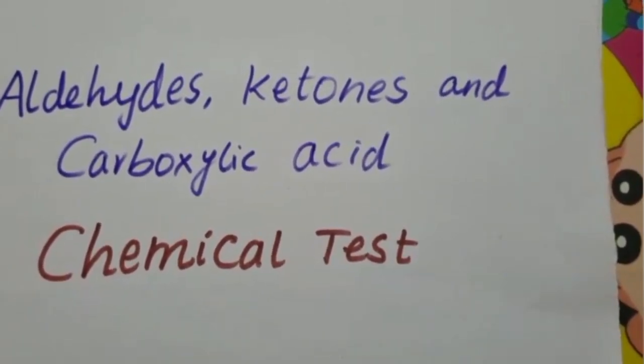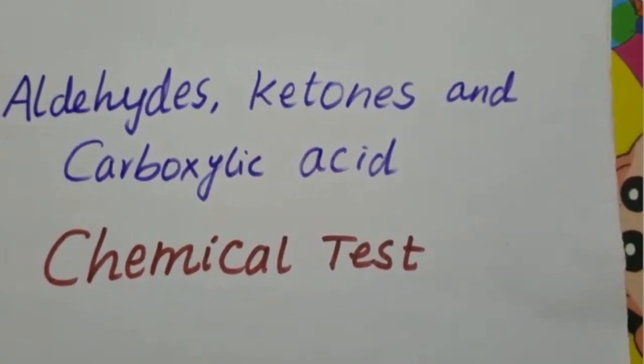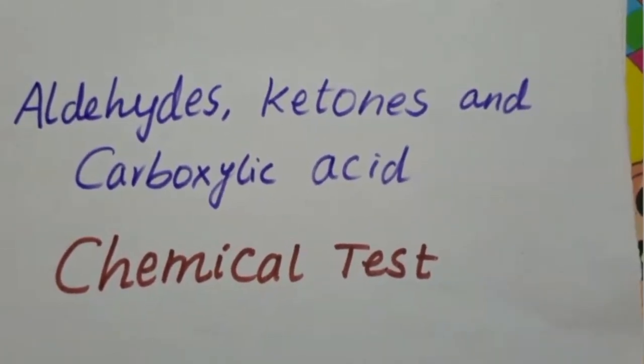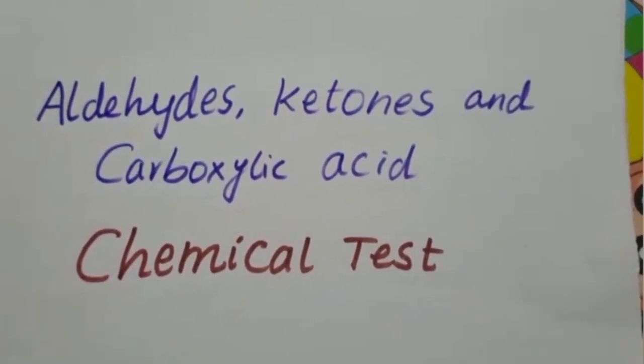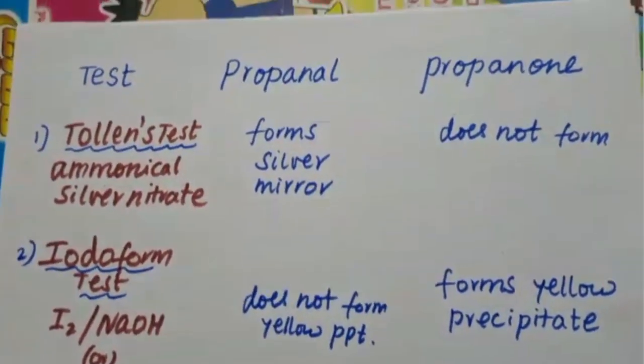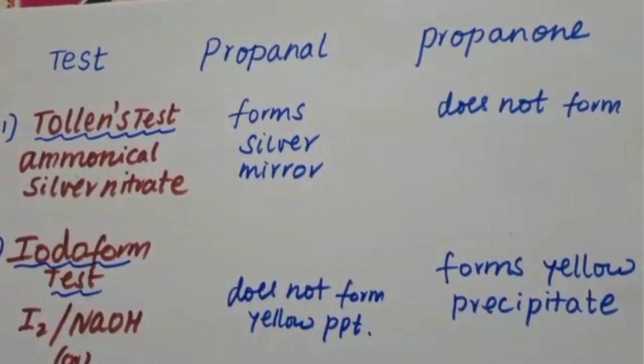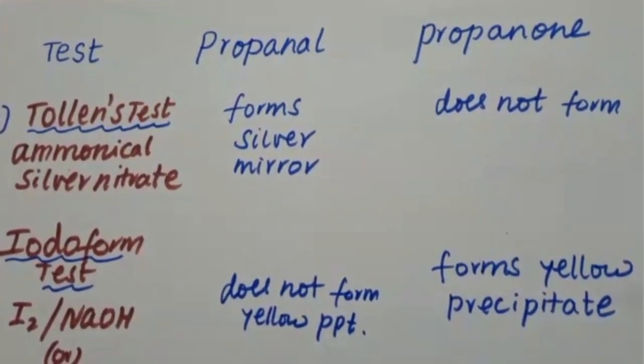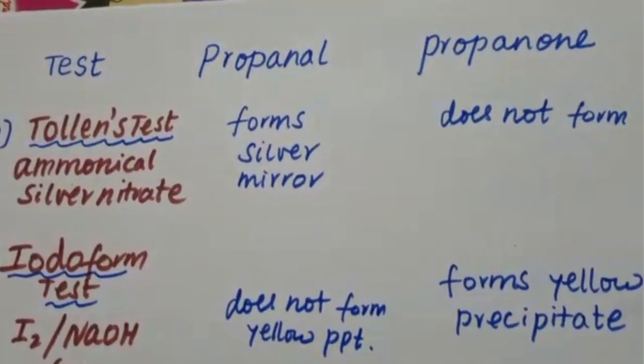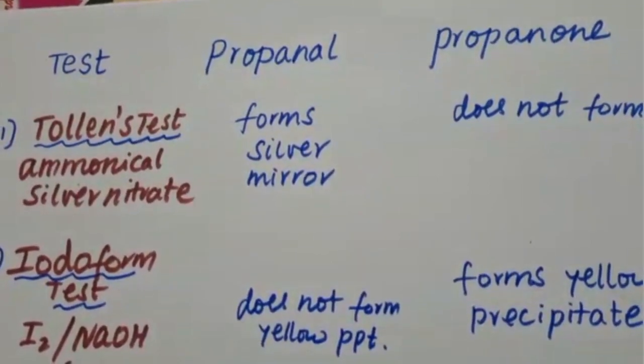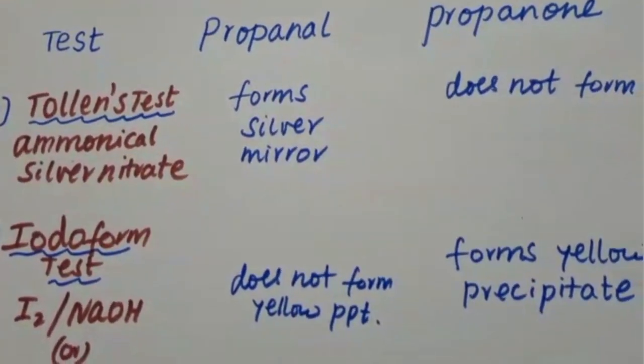In this video, we will discuss the aldehydes, ketones and carboxylic acid chemical test part of it. So here the first question: distinguish between propanal and propanone. Here we have to write the test name and reagent, and which compound will undergo the test.